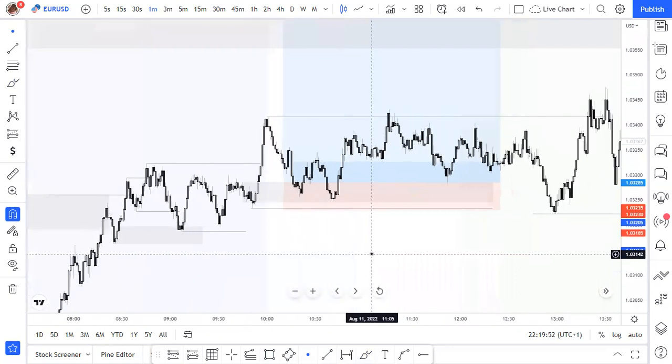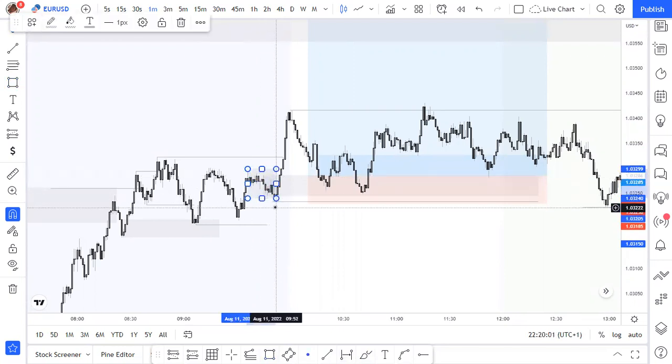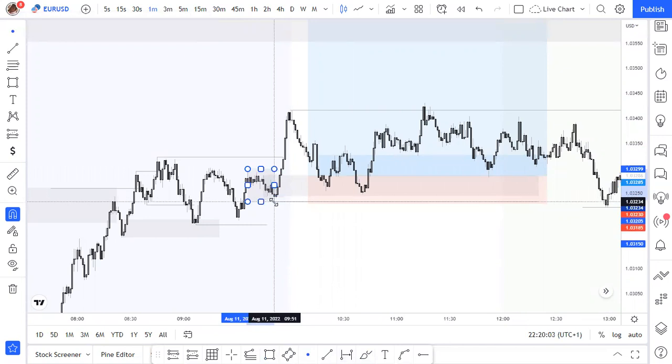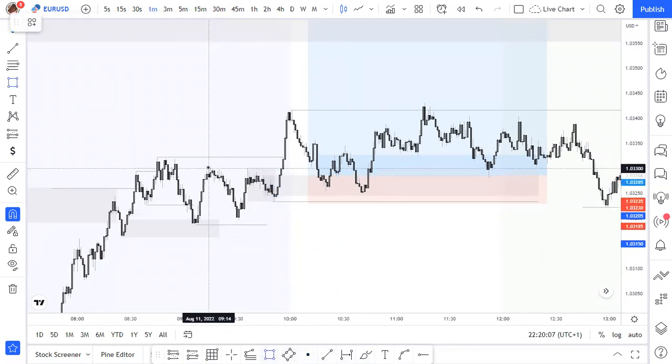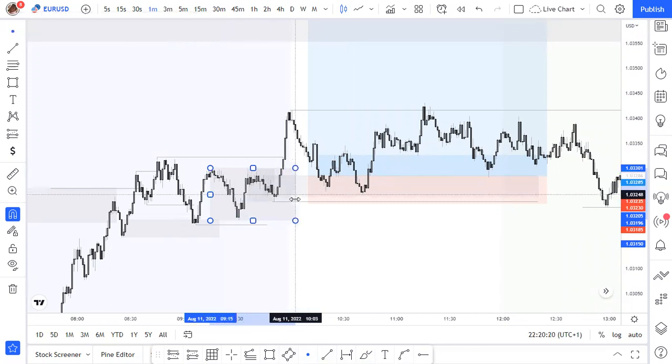Here I had this to be like my last area of demand. Since this particular zone is like our whole reaction zone, this high is reacting to this supply zone here. So this is like our demand range.